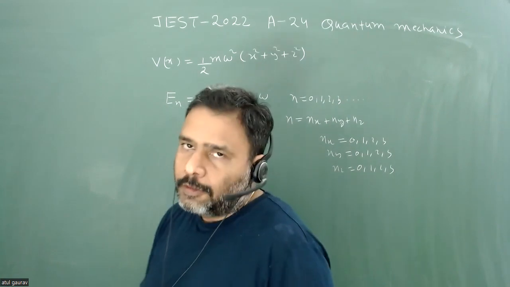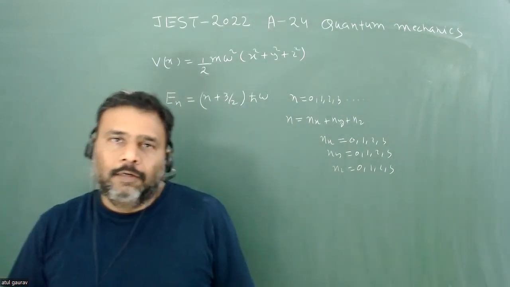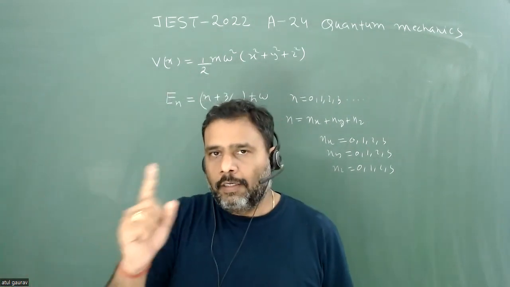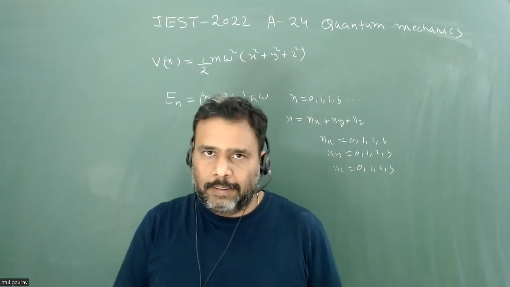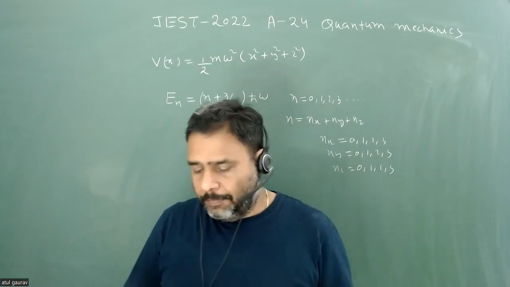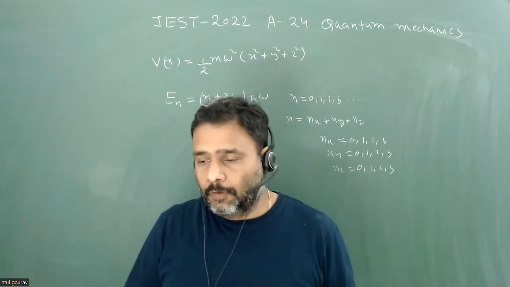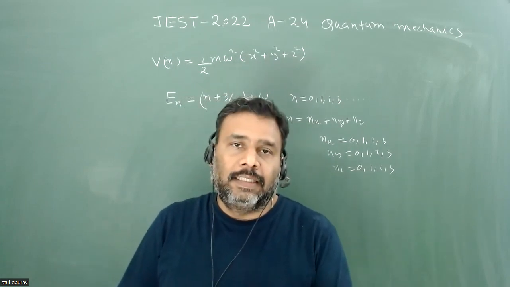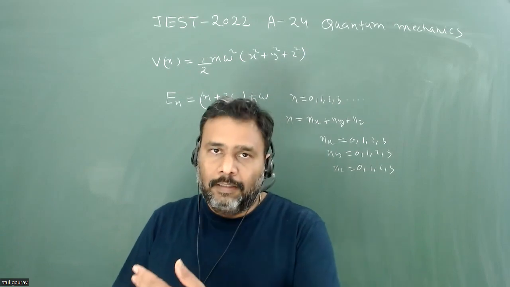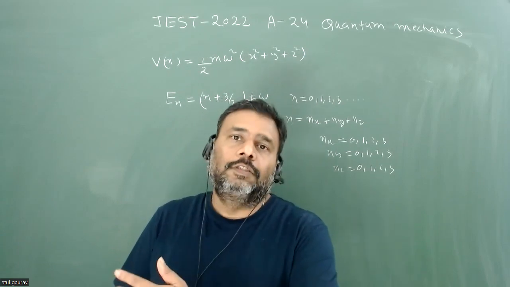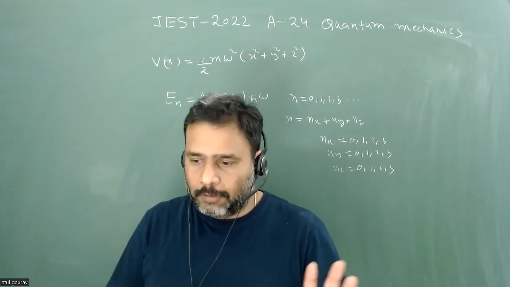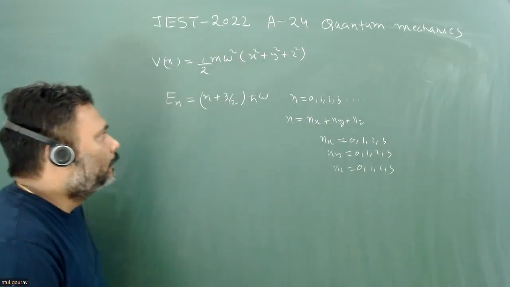And for the Pauli exclusion principle, in one particular quantum state, only one particle can be accommodated. And we are talking about 5 identical spin-half particles. So each energy state can have two possible extra quantum states. So let me explain what I am trying to say.